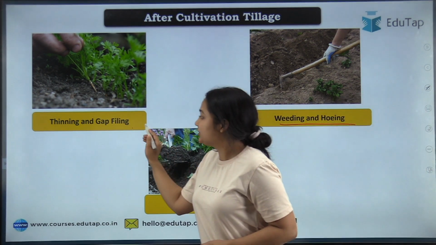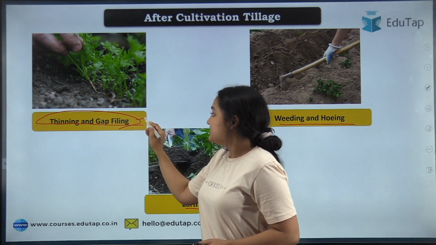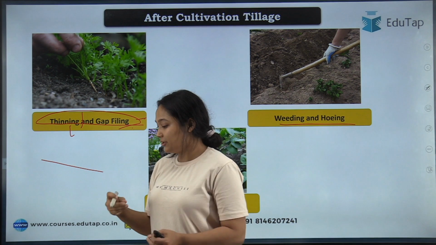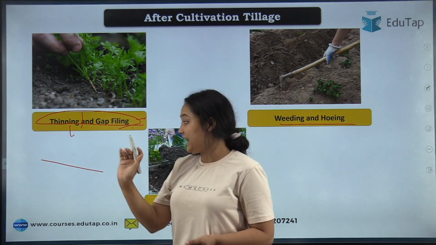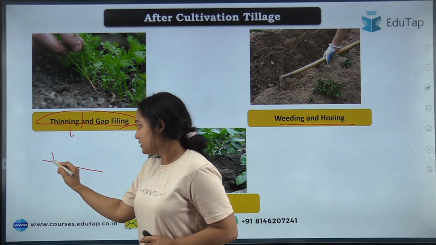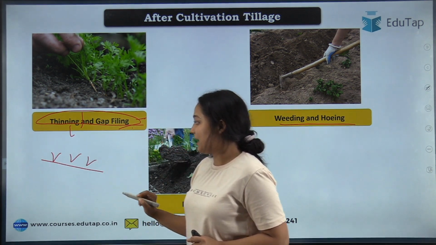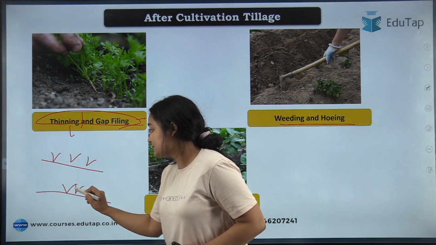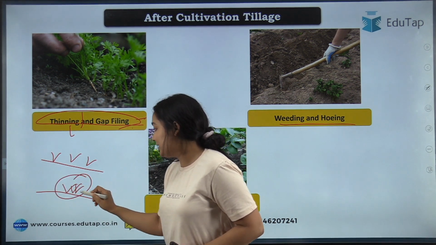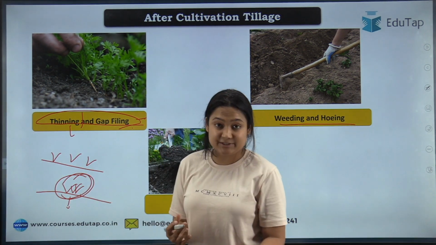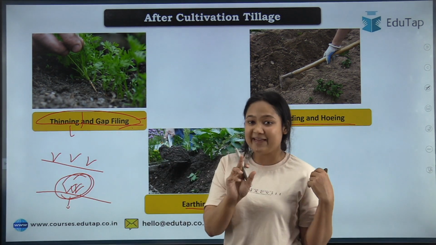Okay, talking about thinning and gap filling. See, thinning means, suppose you are a farmer and you have sown the seed, or hand broadcasted the seed. Okay, now what will happen? At some places there will be uniform distance between your plants, but in some places there will be overcrowding of your plants. Now your plants will start to compete with each other and it will affect your productivity, and that is not good.